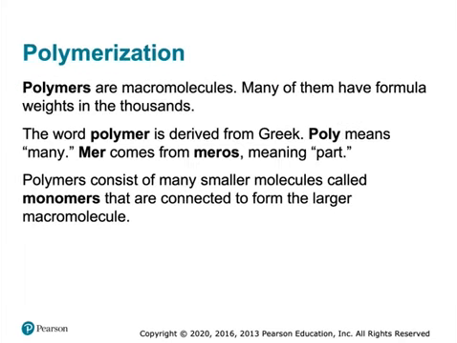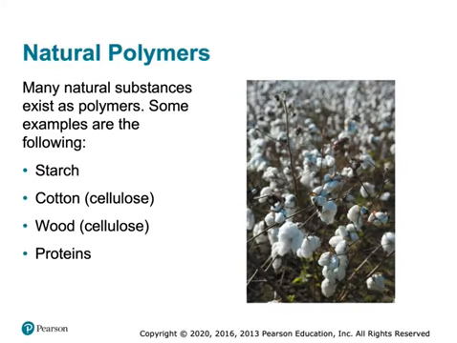So polymers, macromolecules, that means big. If you've heard of microeconomics and macroeconomics, macro means big. And a polymer means many mers. Poly means many, and mer means molecule, many molecules. So a polymer is many molecules joined together to form a larger molecule. There are a lot of natural polymers.